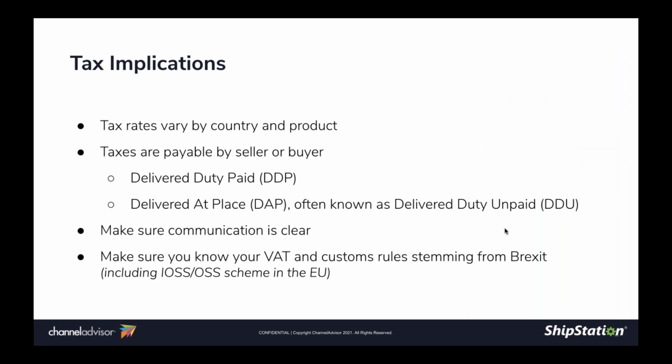So anyone who's ever watched a presentation by Avalara will know that tax rates vary by country and product, and they can be incredibly confusing. For those in e-commerce shipping parcels internationally, I think the two from a duties perspective that are worth knowing inside out are delivery duties paid, or DDP, and delivered at place, or DAP, often known as delivery duties unpaid. Essentially, the delineation is who's paying the duties.